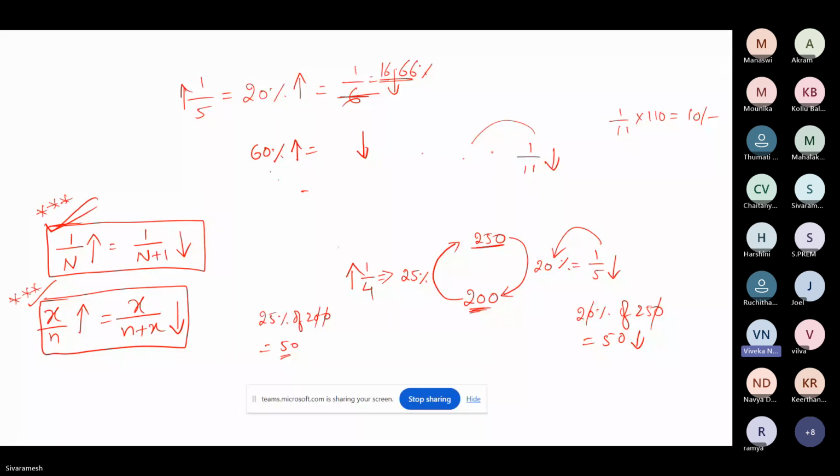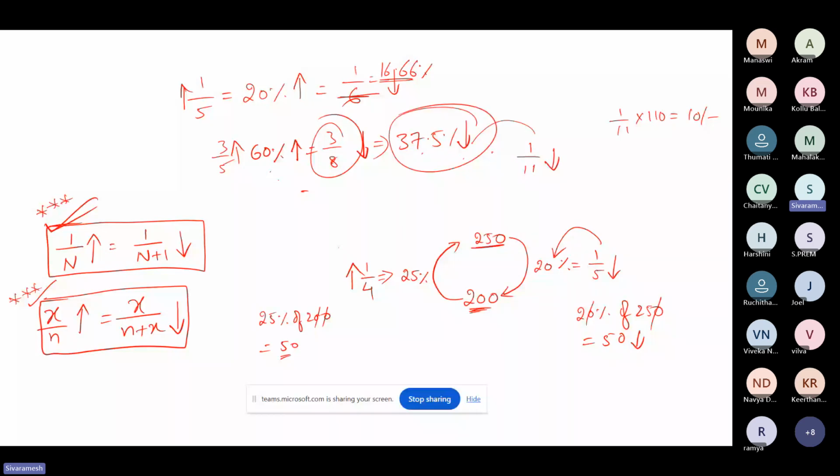3 by 8, sir. Yes, very good. So 60% we can write as 3 by 5. Now how much it should get decreased: 3 by 5 is getting increased, so 3 by 8 should get decreased. 3 by 8 means how much percentage, guys? 37.5%. Yes, very good. 37.5% should get decreased. This is your answer.